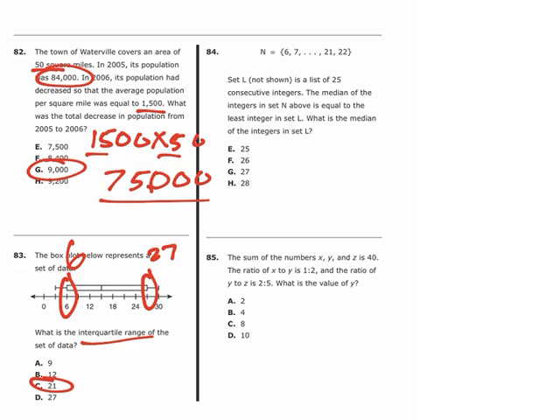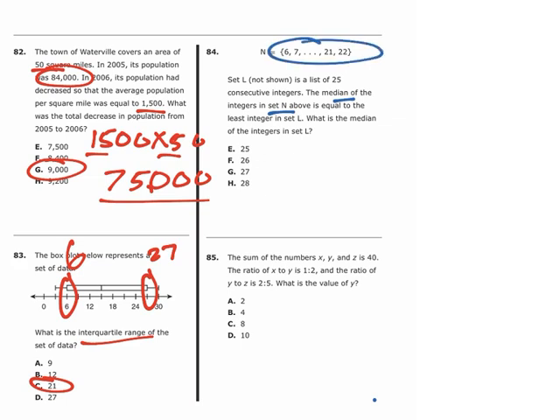84 is probably the most challenging one on here, because this requires a lot of kind of prerequisite work. So it says L is a list of 25 consecutive integers. Fine. Now it says the median of set n. All right. How am I going to find the median of this number set?